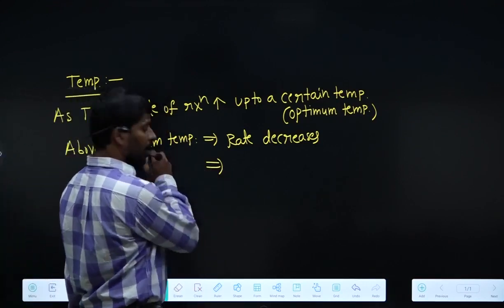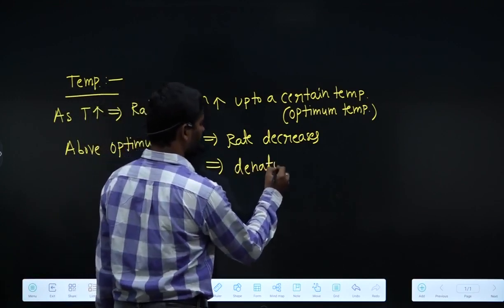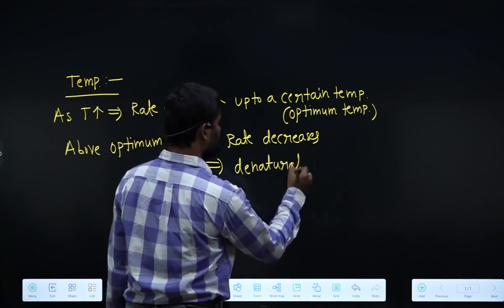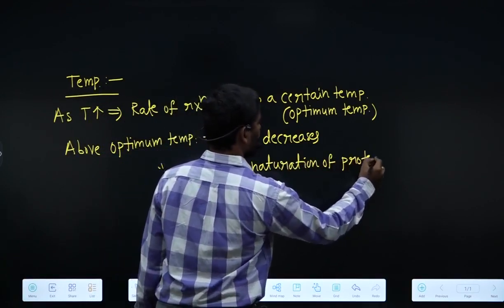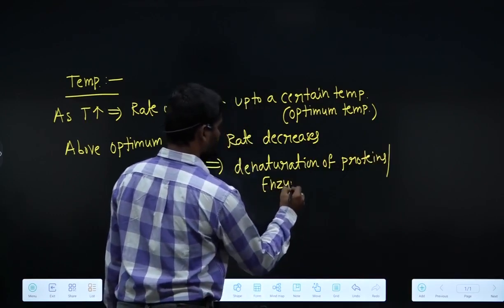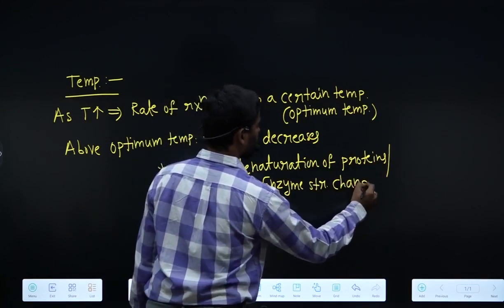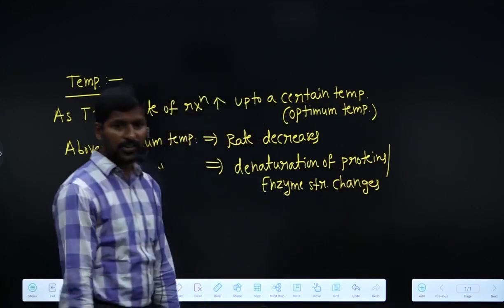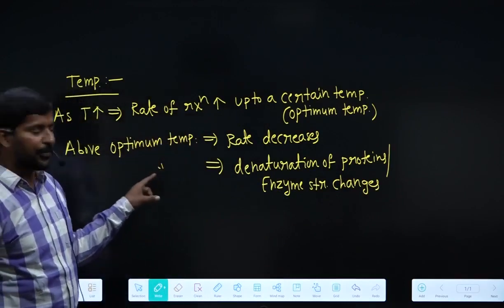Since above optimum temperature, denaturation of proteins may occur. So enzyme structure may be changed. Some bonds may participate in the breaking. Cell death may be observed.